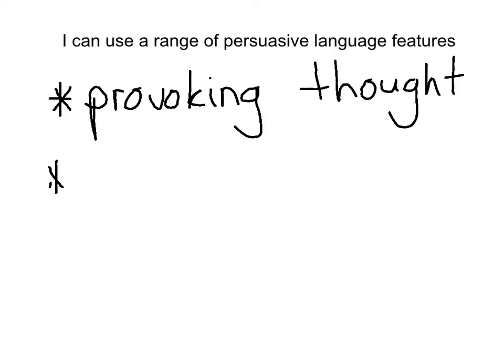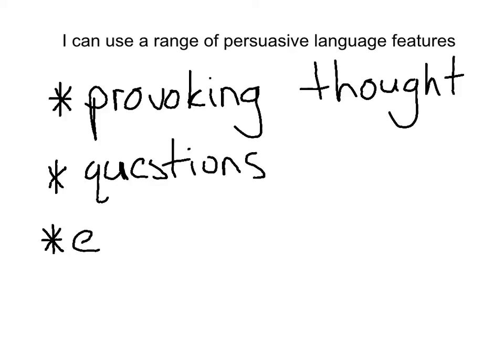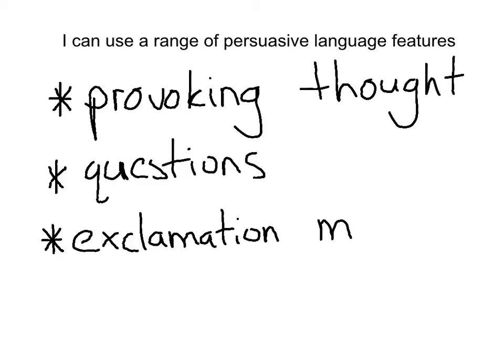The next one is the use of questions. It can be really effective for getting the reader to reflect on what they've just read or what they're currently doing. So questions can be used really well. Another one is exclamation marks, which can be used to really emphasize a key point. So those are three I'm going to show you now, and we're going to have a look at an exemplar.